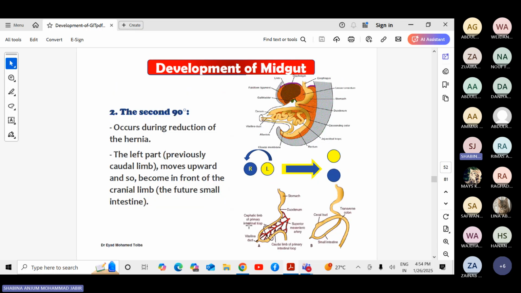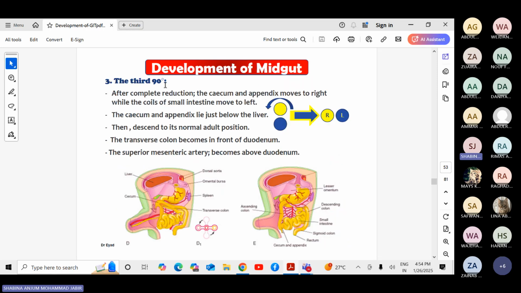The second 90 degrees will occur during the reduction of the hernia, around 10 weeks. The left part, which was previously the caudal limb, will move up and come in front of the cranial limb. This will be the future small intestine. Next, we have the third 90 degrees, when complete reduction happens and everything is inside, after the 10th week.